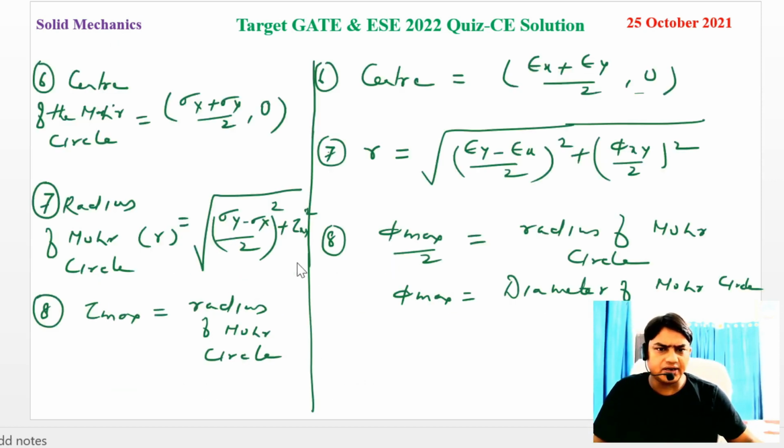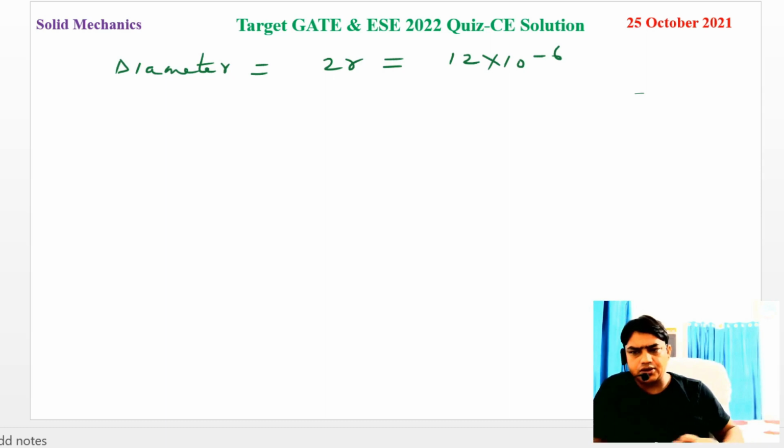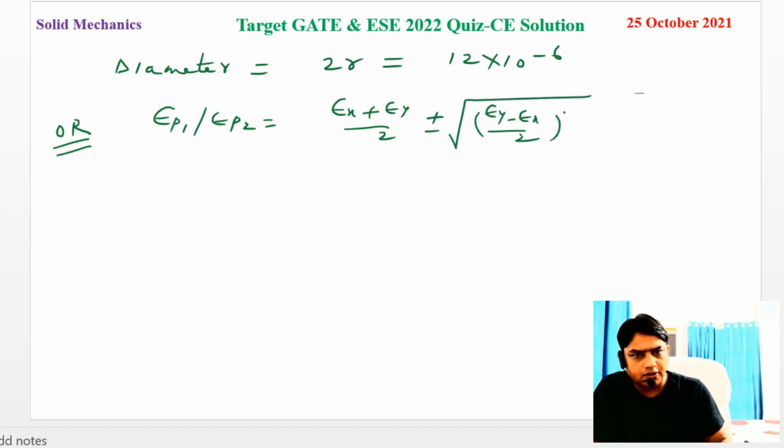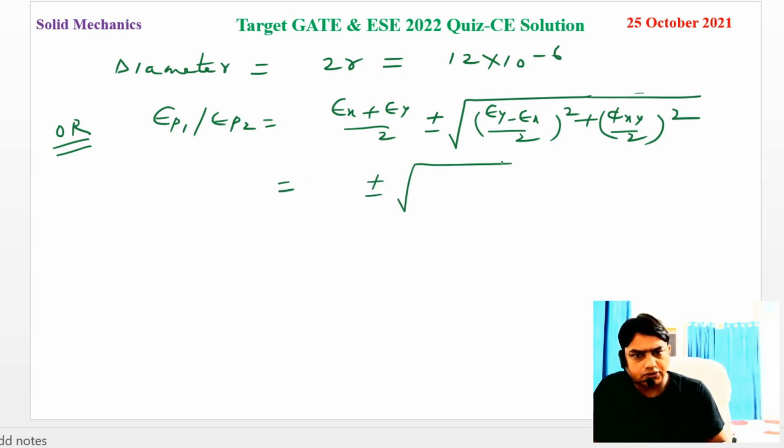I have told you that the diameter is itself the maximum shear strain. So if I approach another way to compute the maximum shear strain, firstly we have to find the principal strain. The principal strain can be computed as epsilon x plus epsilon y by 2 plus minus the square root of (epsilon y minus epsilon x by 2) whole square plus (phi xy by 2) whole square. So this first value is 0, plus minus the square root of 0 plus (12 into 10 to the power minus 6 by 2) whole square.